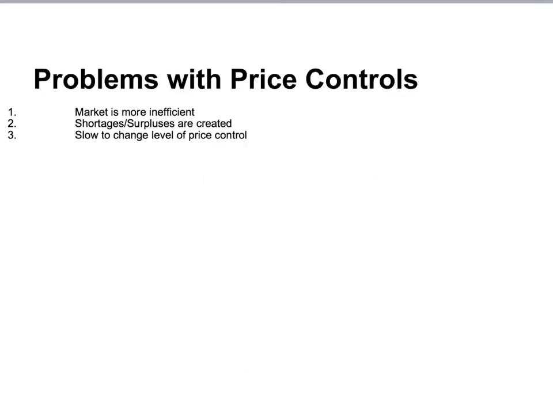There's some major problems with price controls. The market is more inefficient because of price controls. Either we create a surplus, which is a problem, it's less efficient, or we create a shortage, which again is inefficient. And a lot of times the government is slow to change the level of the price control, which again can make the market less efficient.